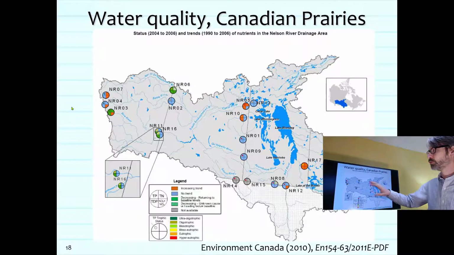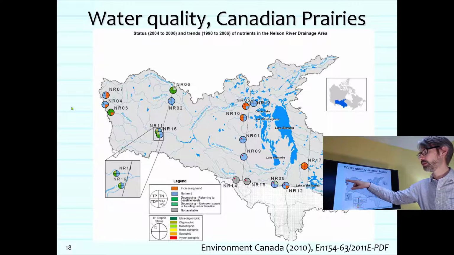Here's a nice map of water quality in the Canadian prairies. This is from Environment Canada about 10 years ago. You can see here, this is phosphorus on this side and nitrogen on this side of each of these pies. You can see increasing trends in the solid colors, or no trends in blue, and then decreasing trends are shown in green. And then you'll notice there's also a little dot, a little circle here within the pie. This shows the trophic status, which we'll come back to in a later video.